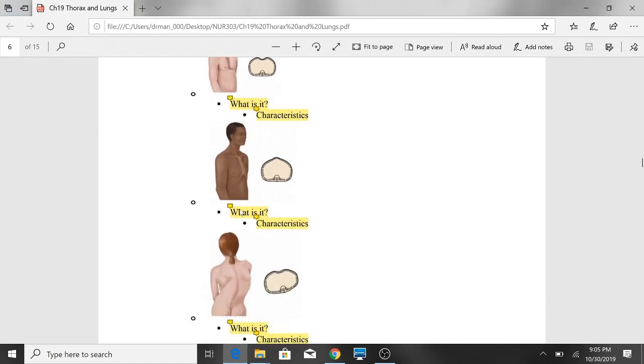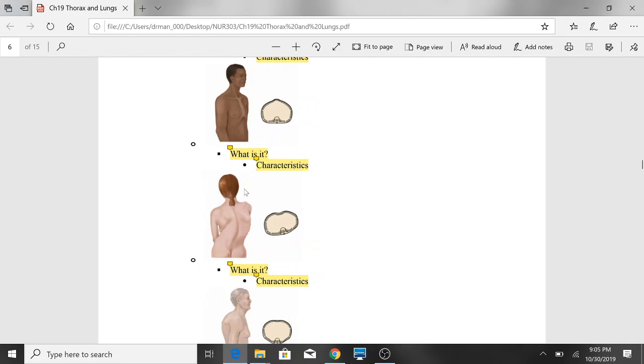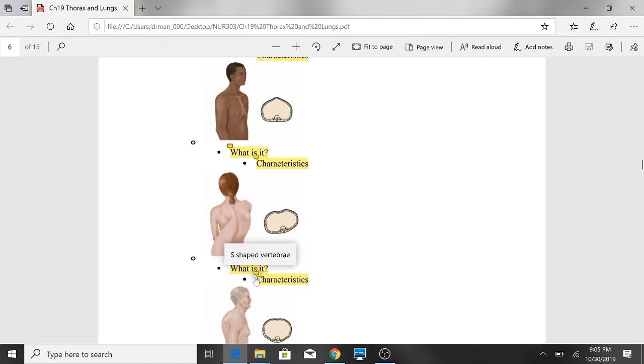Alright, move on to this one. What do you think this is? Pectus carinatum. The characteristic of that is a protruding sternum. What is this? Pretty easy. Scoliosis. The characteristic is S-shaped vertebrae.